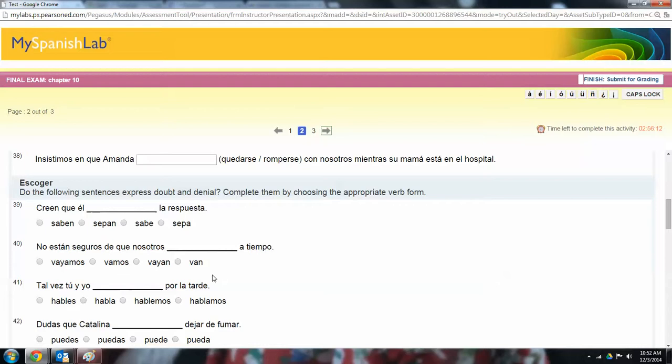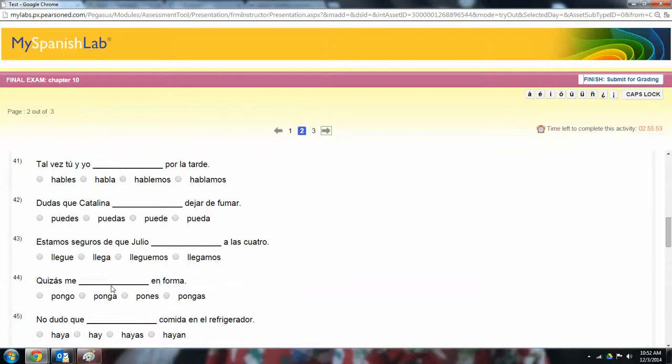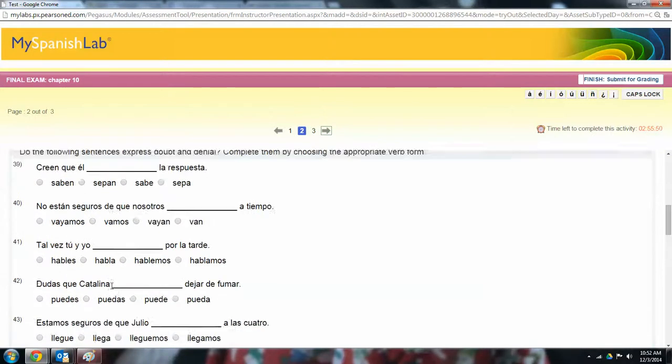"Escoger." Do the following sentences express doubt and denial? Complete them by choosing the appropriate verb form. Again, you need to look at your subjunctive sections, in this case the one on doubt and denial, and decide whether or not you need to use the subjunctive form of the verb or the indicative form of it, and then which spelling would best match up.